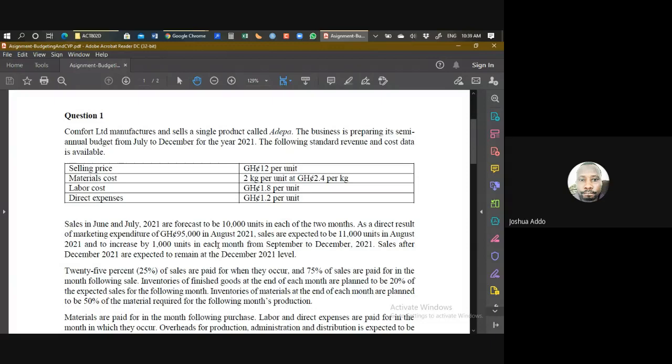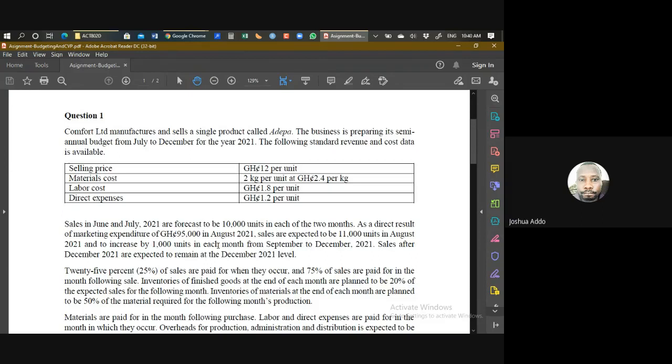The business is preparing its semi-annual budget from July to December for the year 2021. The following standard revenue and cost data is available. Selling price per unit of the product, Adepa, is 12 Ghana cedis. Material cost per unit is 2 kilograms at 2.40 per kilogram. So 1 unit of Adepa uses 2 kilograms, and 1 kilogram of that raw material costs 2 cedis, 40 pesewas. You can do the simple multiplication to know the material cost per unit of Adepa.